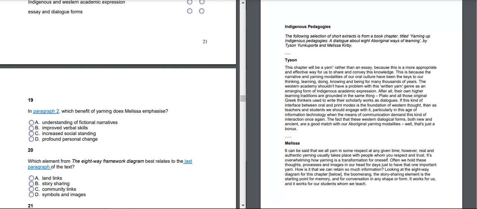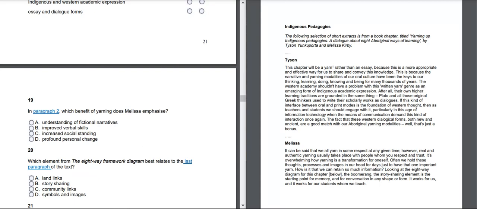Looking at the 8-way diagram for this chapter below, the boomerang, the story sharing element, is a starting point for memory and for conversation in any shape or form. It works for us, and it works for our students whom we teach. So, does it emphasize understanding of fictional narratives? I wouldn't say it does. Does it improve verbal skills? No, it's not even alluding to that. Does it increase social standing? I wouldn't have thought so. No, I don't think it's making much mention about how your social standing is in any way better as a result of yarns.